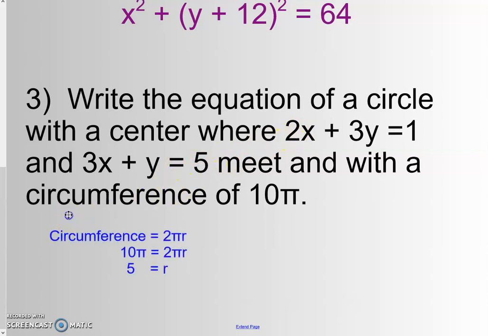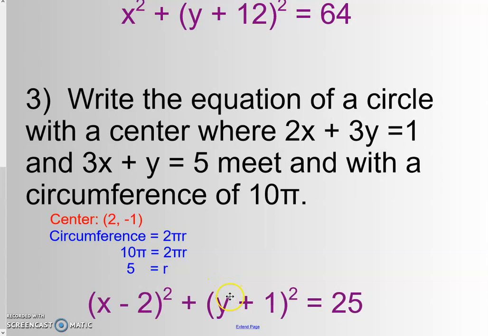I found that center to be (2, -1). And then I had to find the radius, but I gave you the circumference. Remember, circumference is 2 times pi times the radius. And so it's just a matter of plugging in and going through the math, and I got the radius to be 5. So there's my center, there's my radius, and I plug them into the equation of a circle, and that's what I got. So fantastic.